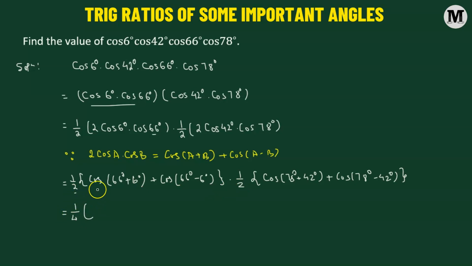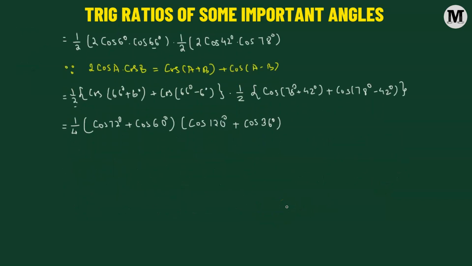Let's work with this one. So cosine of 66 plus 6, that's going to be 72 degrees, added to cosine of the angle 66 minus 6, which gives us 60 degrees, times cosine of the angle 78 plus 42, so that will be 120 degrees, added to cosine of the angle 78 minus 42, which will be 36 degrees.